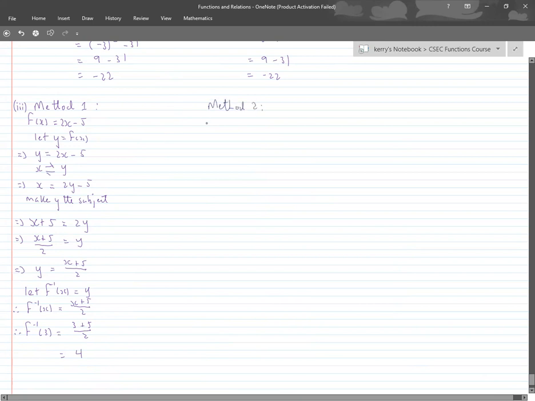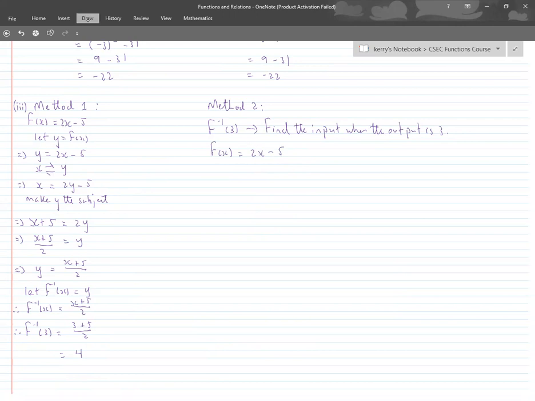Right, so method 2, let's break down what this means. f inverse of 3. What this means is that when they give you this, they are saying that 3 is the output, and f inverse means you want to find the input. So they're asking you to find the input when the output is 3. Now, our function f of x is equal to 2x minus 5. Isn't this the output? Yeah.